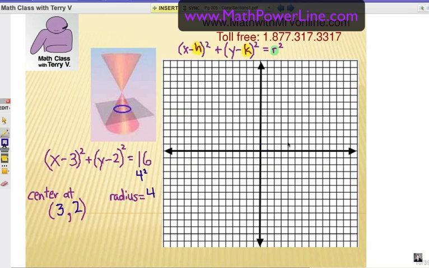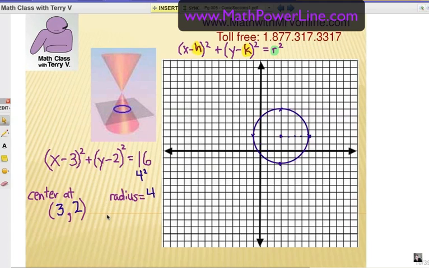Okay, pretty easy. So locate the center, 3 on the x-axis, 2 going up from the y, and we're going to go out 4 units this way. Put a little mark there. 4 units straight up, 4 units to the left, and 4 units down, and then we can draw a nice little curve there and get that drawn out. And there it is, circle with radius of 4 and the center located at 3, 2.